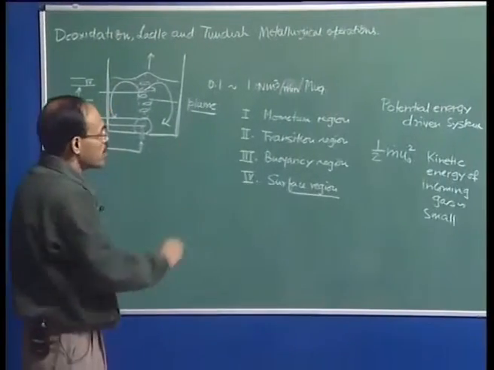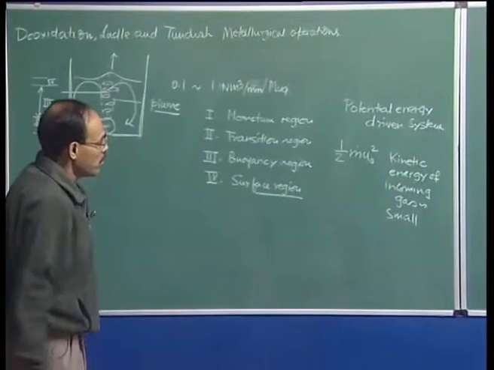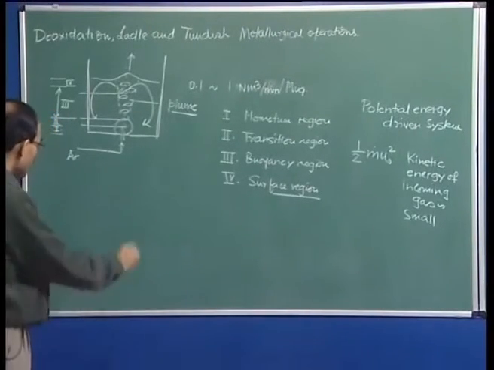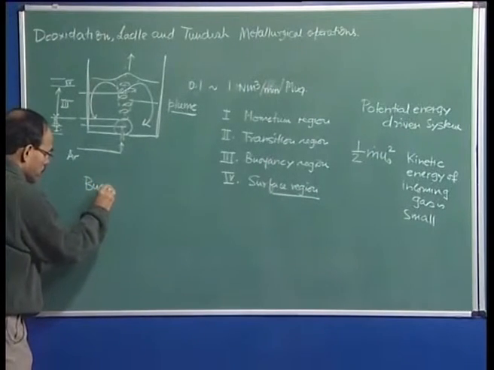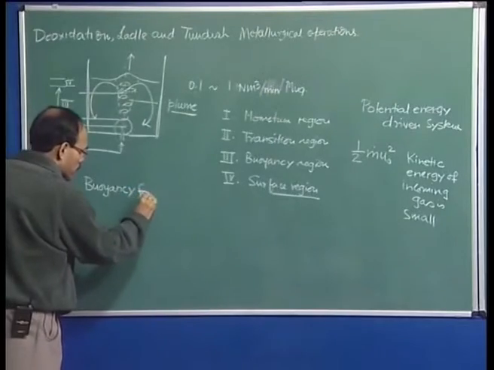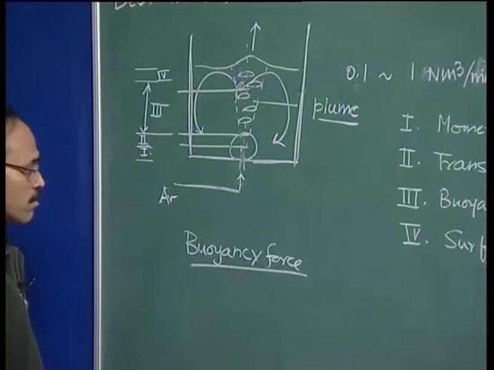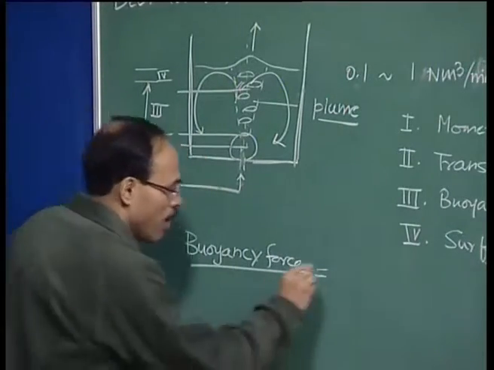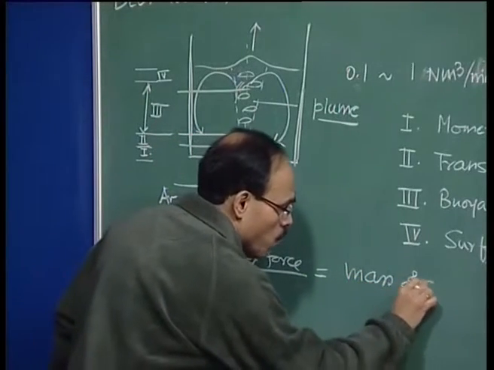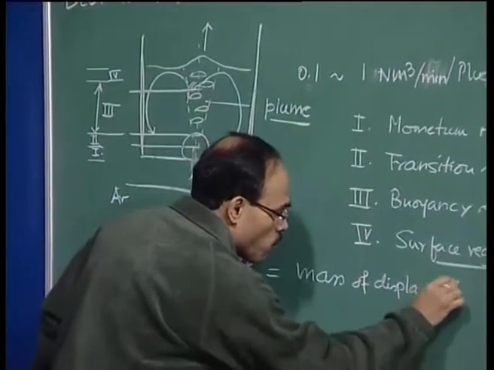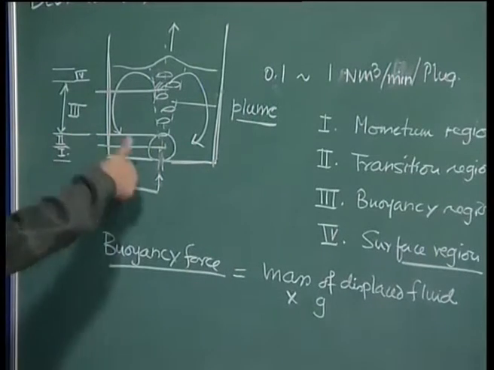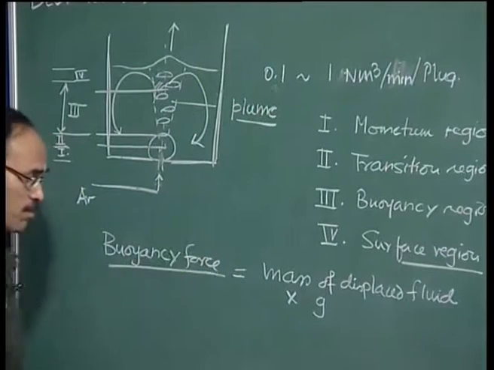Now, let me give you an expression for this potential energy, and then we will try to compare both the values by putting in some magnitudes of free stream velocity, mass flow rate, etc. Now, we know that the system is buoyancy driven, and the buoyancy force, because of the presence of the gas bubble, is by definition the mass of displaced fluid multiplied by acceleration due to gravity, and this force is acting along the vertical direction. That is what is implied by this particular equation.